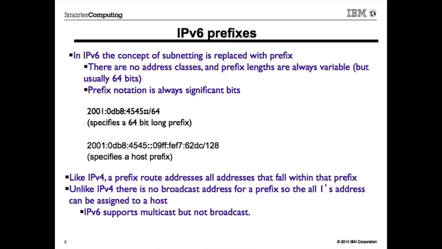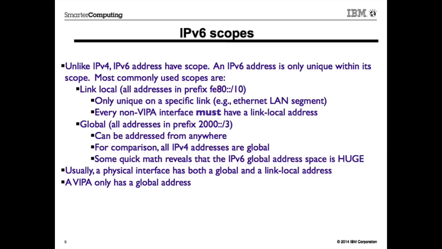So let's go on to page 9 and talk about IPv6 scopes briefly. In IPv4, all IP addresses are supposedly global, even though a lot of people have used private addressing behind NATs and firewalls and things like that. But officially, in the architecture, all IPv4 addresses are global. And IPv6 addresses have scope, which means an IP address is only unique within its scope. And there's really only 2 scopes that matter.